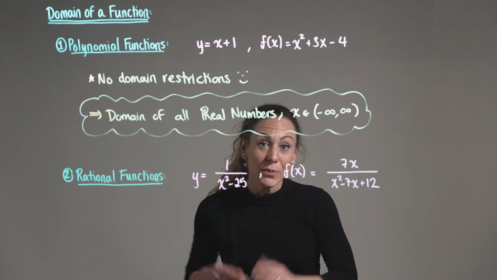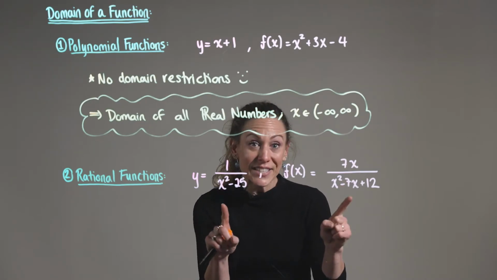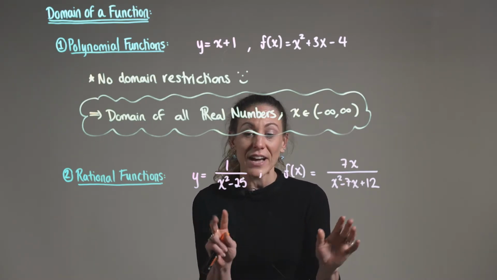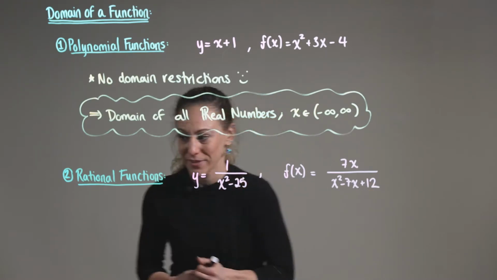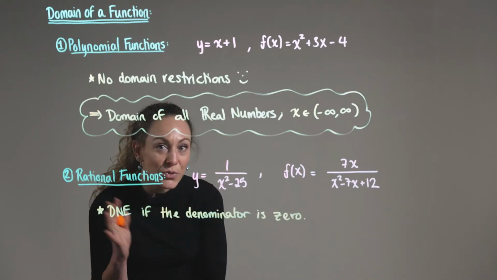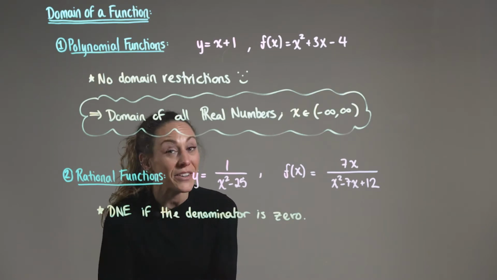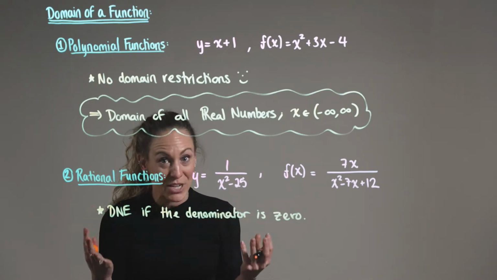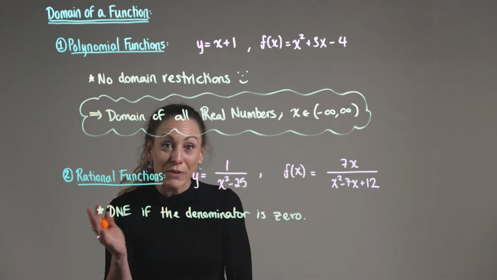Now, when working with rational functions, we need to be a little more careful because these types of functions are undefined when their denominators, or this bottom, is equal to 0. So since we know that these functions do not exist if that denominator is 0, we need to make sure that we prevent these zeros of the denominator from occurring when finding the domain.